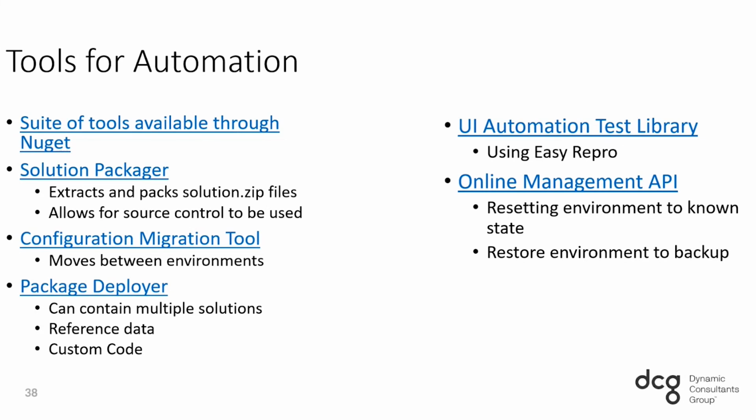With the online management API, you can reset environments to known states, or you can restore environments to backup. That's an API call. What does that mean? That means you can automate the clearing of a dev environment. You can automate the cleansing of that, right? So I could deploy a solution and then go back to my dev environment and wipe it back to base, right?